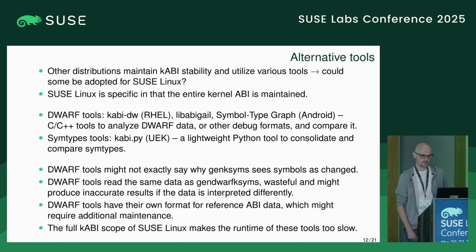I will mostly skip this slide because I don't have that much time. But basically, there are several tools used by other distributions which could be adopted by SUSE Linux to improve its operation. I evaluated them, but they didn't seem to me to be quite suitable for SUSE Linux. The main obstacle is that the full kABI scope of SUSE Linux covers the entire kernel, which makes the runtime of these tools too slow. And I really didn't want to increase the current build time, but there are other limitations as well. I instead eventually decided to write some new tools to replace and improve the current downstream script.